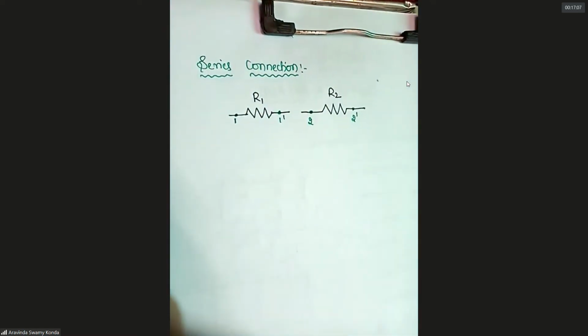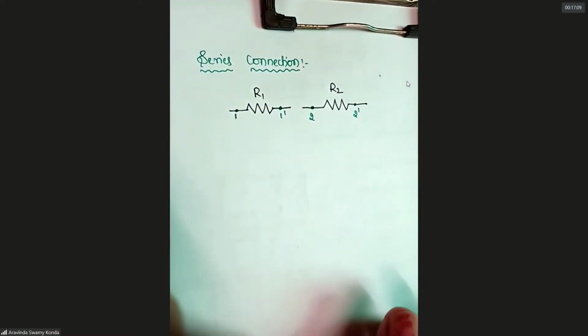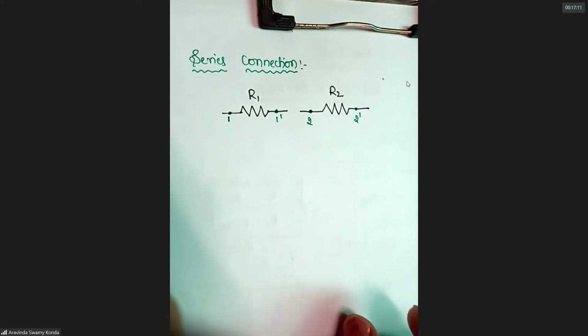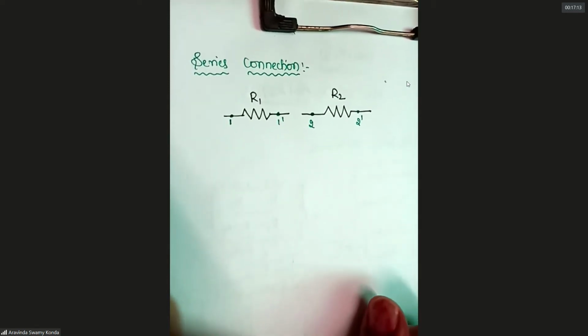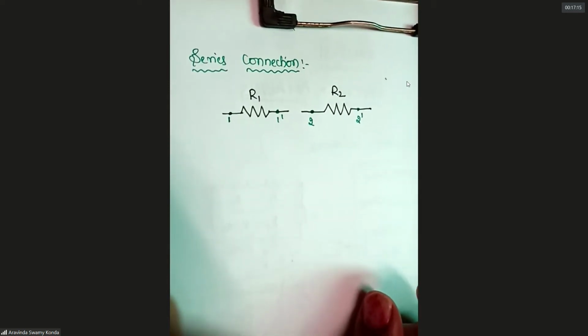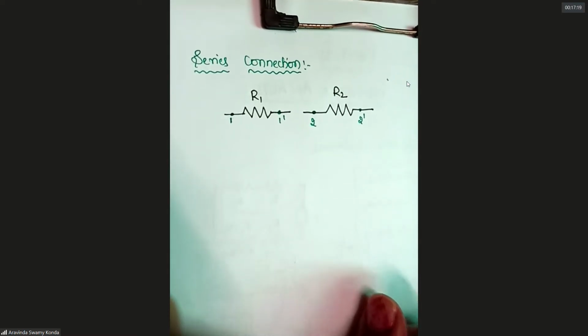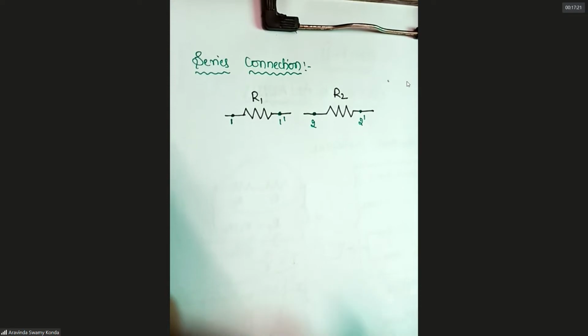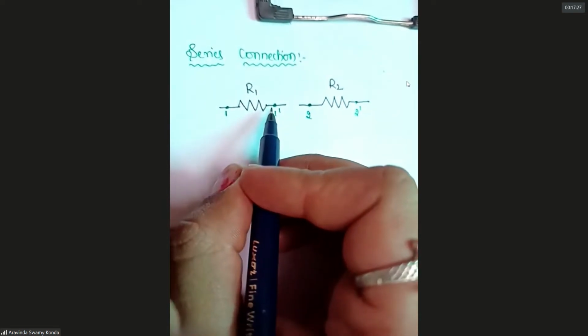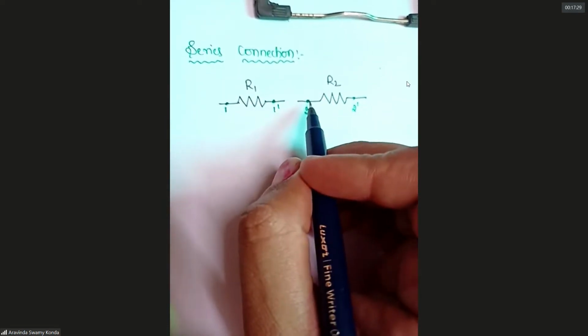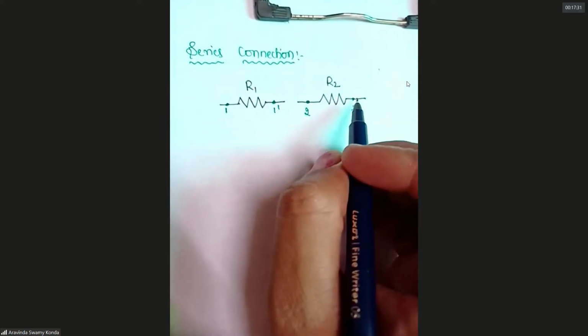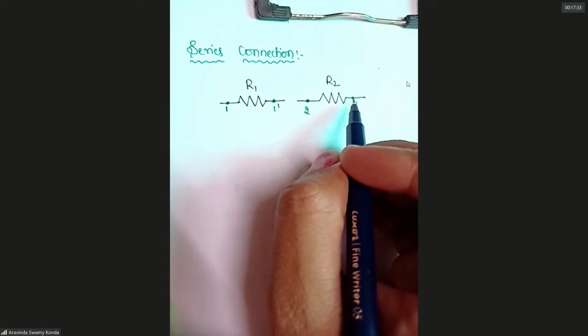For a resistor in general, if we want to say it correctly, there are no positive or negative terminals for resistors. It only has two ends, a first end and a second end. This is the first end of the first resistor, and this is the second end of the first resistor, and this is the first end of the second resistor, and this is the second end of the second resistor.